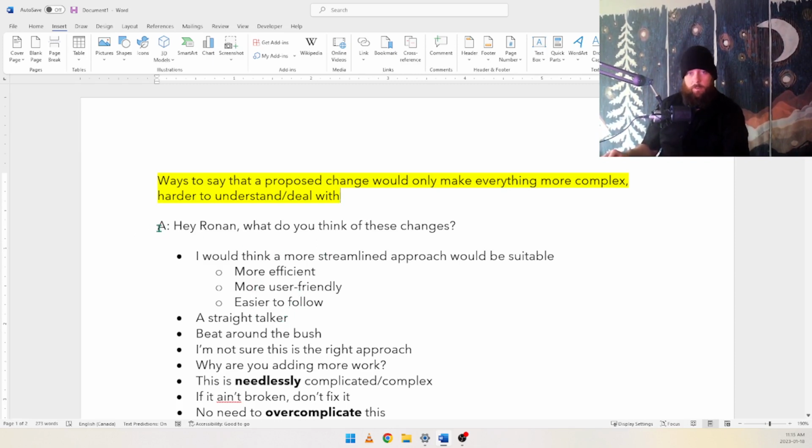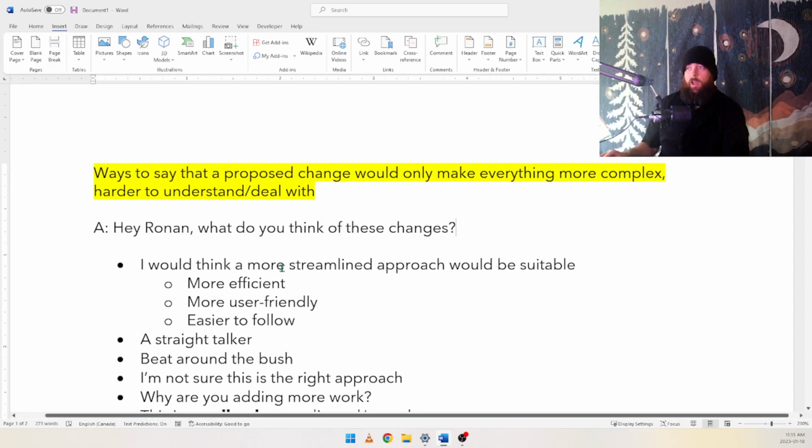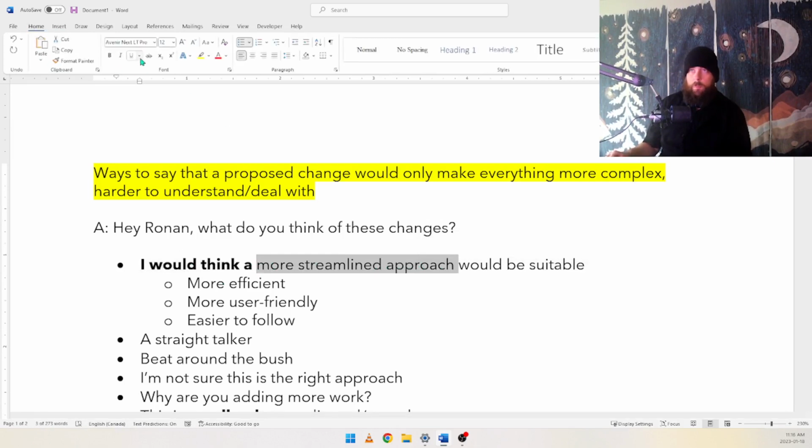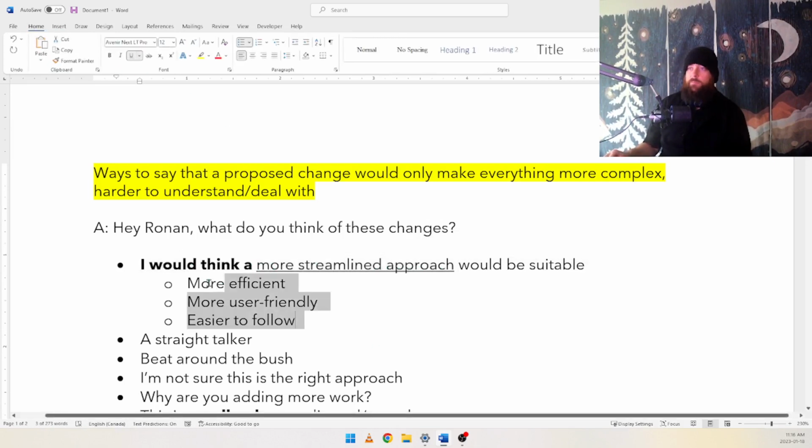So let's just imagine a person says, hey Ronan, what do you think of these changes? And here's a couple of ways to beat around the bush to do it. I would think a blah blah blah. And that is kind of like your stem in this sentence here. So I would think a more streamlined approach would be suitable. So more streamlined approach, I'll underline, because it can be interchangeable with any of the phrases here.